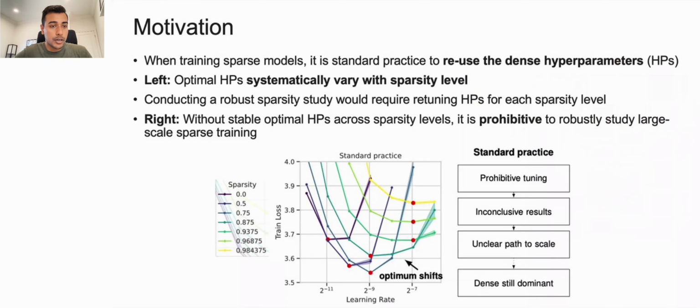The motivation of this work is that when training sparse models, it is standard practice to reuse the dense hyperparameters. On the left, we show that optimal hyperparameters systematically vary with sparsity level. This means that conducting a robust sparsity study would require retuning hyperparameters for each sparsity level. This makes it prohibitive to robustly study large-scale sparse training because it's typical that a study may have 5, 7 sparsity levels and multiple sparsity algorithms, and all of those settings would have to have a full hyperparameter search.